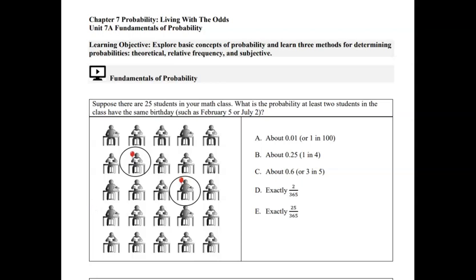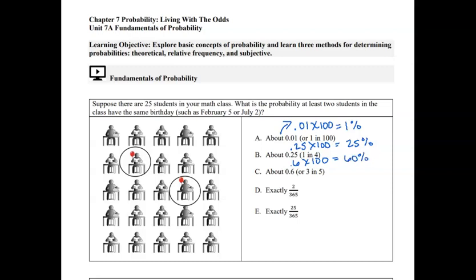We have 0.25, which is 1 out of 4. And remember, just to go back, to get a decimal to a percent, you would need to multiply by 100. So this is really 1%. This would be 0.25 times 100, which is approximately 25%. Okay, 0.6 times 100, which is 60%.